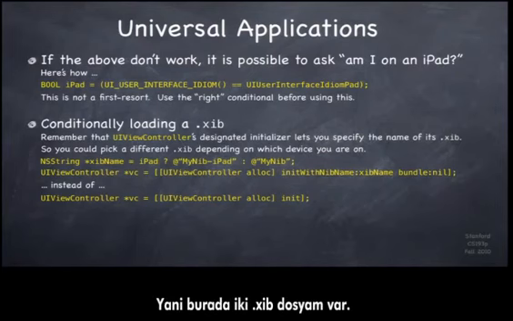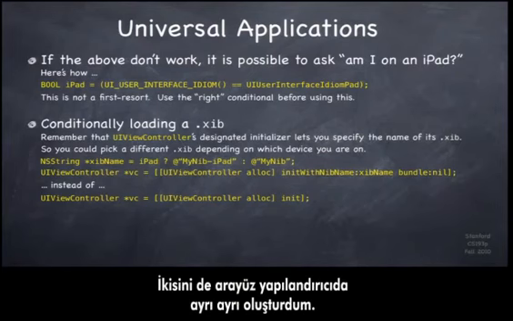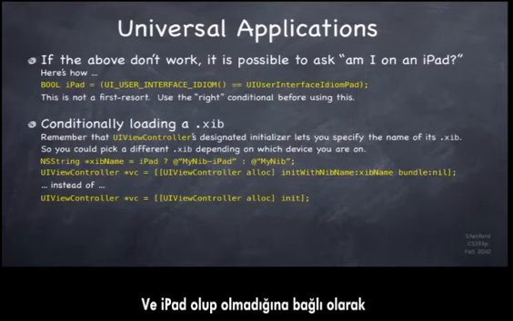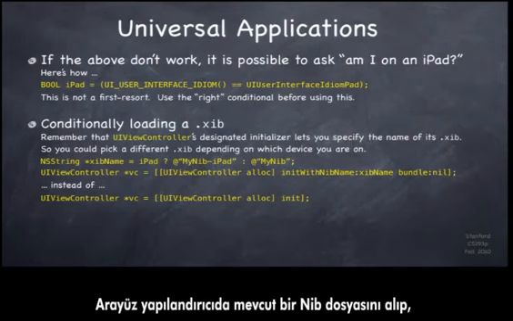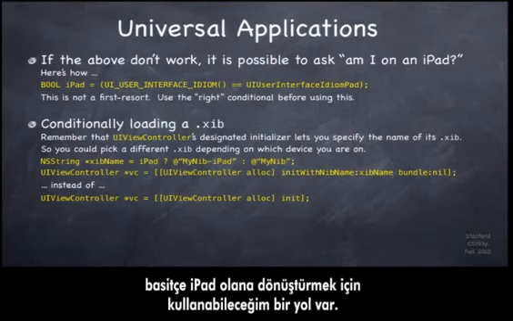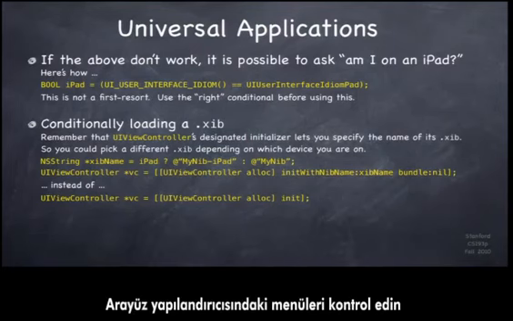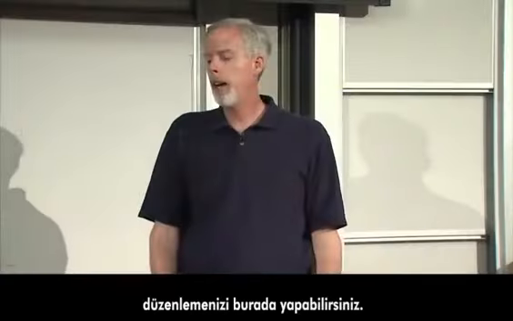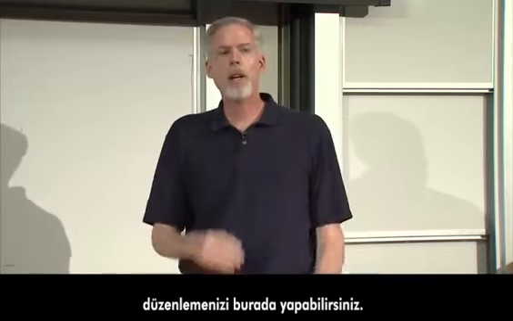So here I have two zib files. I created them separately in Interface Builder. One's called mynib.zib, and the other one's mynib-ipad.zib. And depending on whether it's iPad or not, I'm picking the right string, and then I'm using that to call init with nib name. Now, there is a way in Interface Builder to take an existing nib file and basically turn it into an iPad one. So just check out the menus in Interface Builder, and you can take something you already have, make it into iPad so it'll be big, right? 1024 by 768, and you can then edit it around from there.